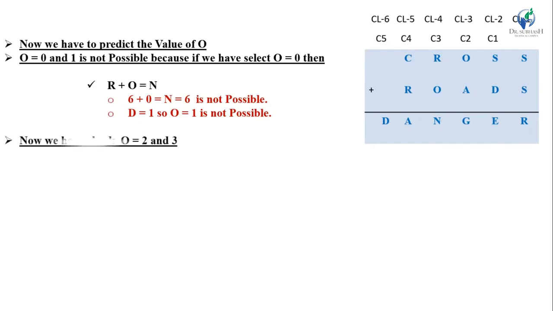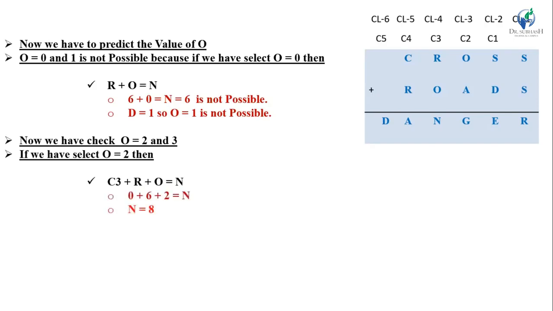Now we check O is equal to 2 and 3. If we select O is equal to 2, then C3 plus R plus O is equal to N. Consider column 4 and put the value of R and O. So it can be 0 plus 6 plus 2 is equal to N. So N is equal to 8.